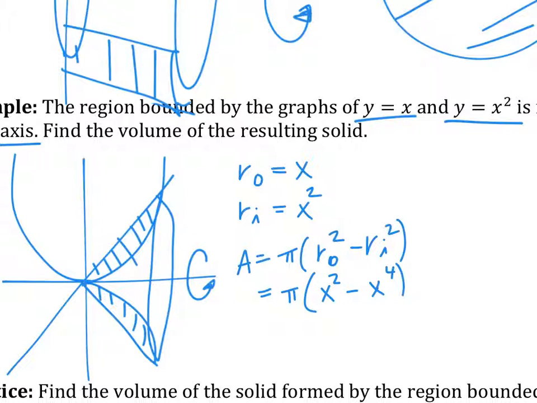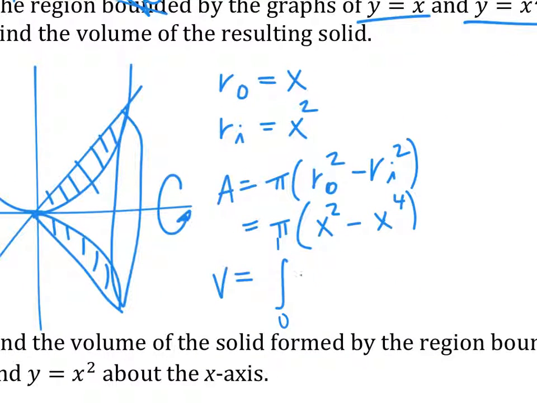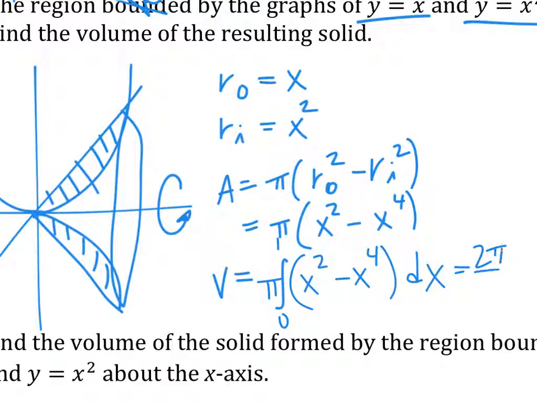You guys all good? Easy. Okay, so now volume. Which direction are we integrating? X or Y? X. Very good. X direction. And so it's from x equals what to x equals what? 0 to 1. Okay, x squared minus x to the fourth dx. All right, go ahead and figure that out. Sorry, I forgot the pi. So take the pi and put it outside. All right, 2 pi over 15.